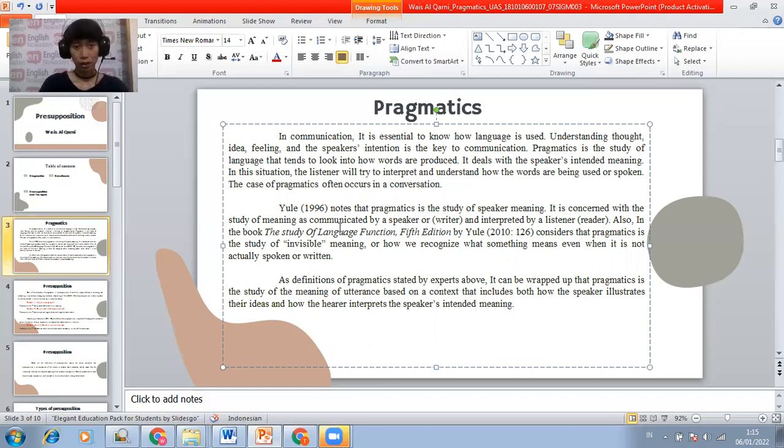So I have two experts' opinions here, and as the definition of pragmatics stated by the experts above, basically there's only one. It can be wrapped up that pragmatics is the study of the meaning of utterances based on a context that includes both how speakers illustrate their ideas and how the hearers interpret the speaker's intended meaning. Moving on.